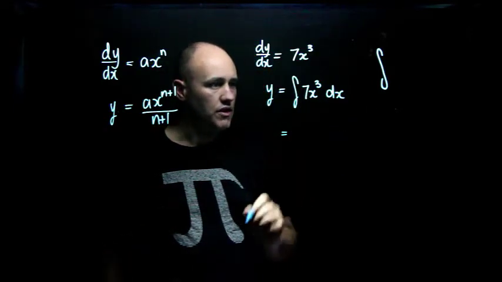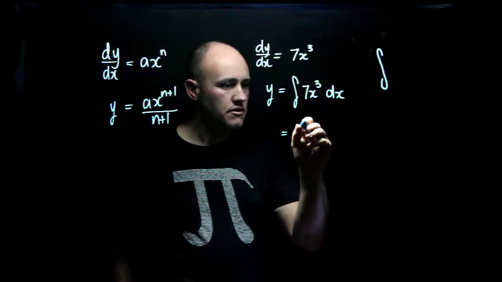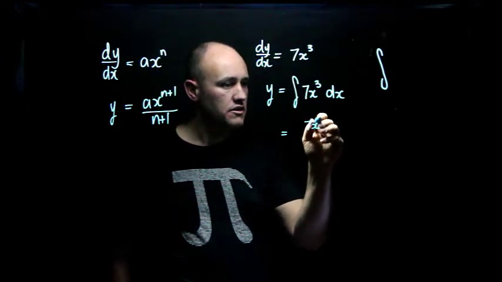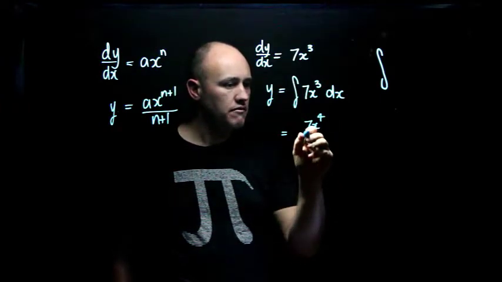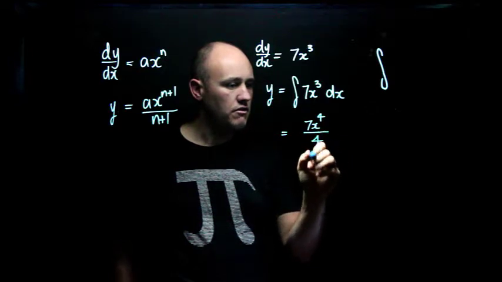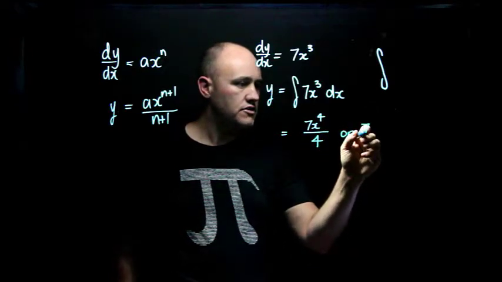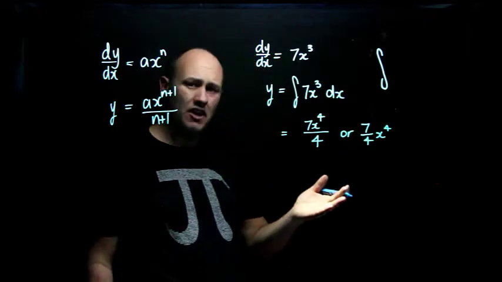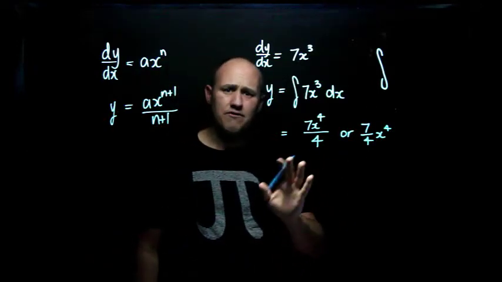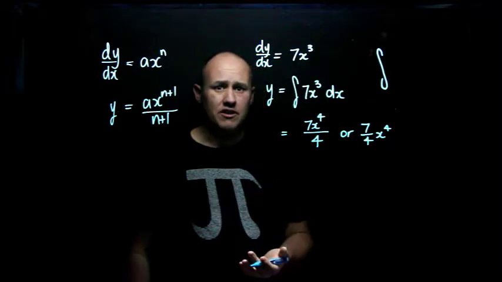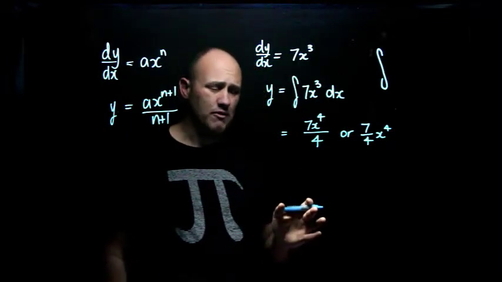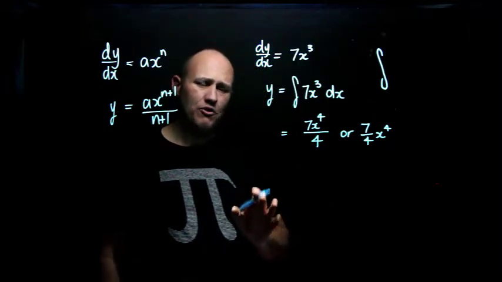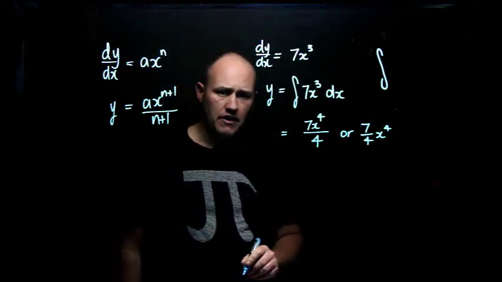And so when we solve this, we get 7x to the power of 4, I raise the power by 1, and I divide by the new power. I could write that down as 7 over 4 x to the power of 4. That's pretty much all I want to cover for this video, except for one thing. This is definite integration, and we'll explain that a little bit more later on, but there's one other little thing we have to concern ourselves with, and that's this.